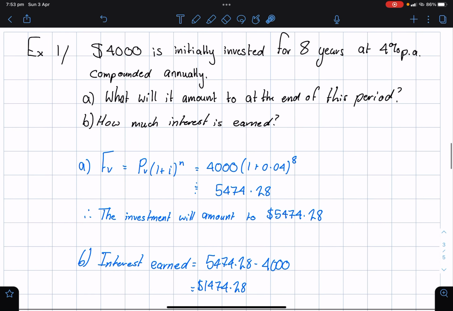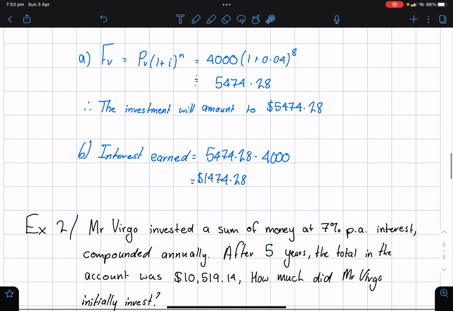All right. Example 2. So this is finding the final value. Another type of question is you're going to be given the final value and you need to find either the initial amount that was invested, the interest rate it was invested at, or the time it was invested for. So we're going to run through an example of this.